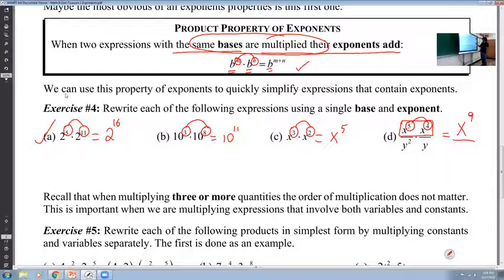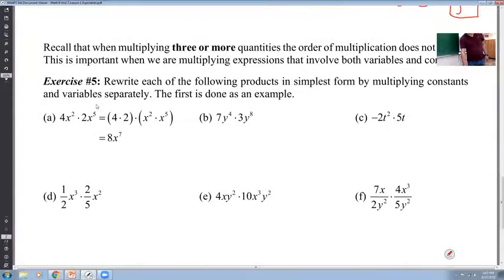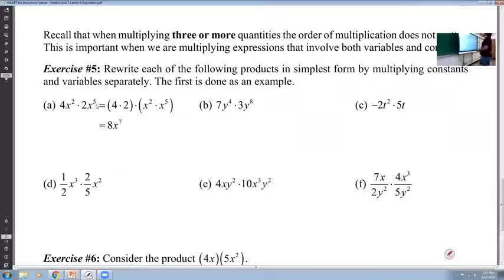Over, how many y's do I have in here? 2 y's. How many y's do I have in here? Just 1. Okay, in total, how many y's are being repeated? 3 times. Can I combine them anymore? No, because the variables x and y are different. All right, we cannot. The next one is: rewrite each of the following products in simplest form by multiplying constants and variables separately.